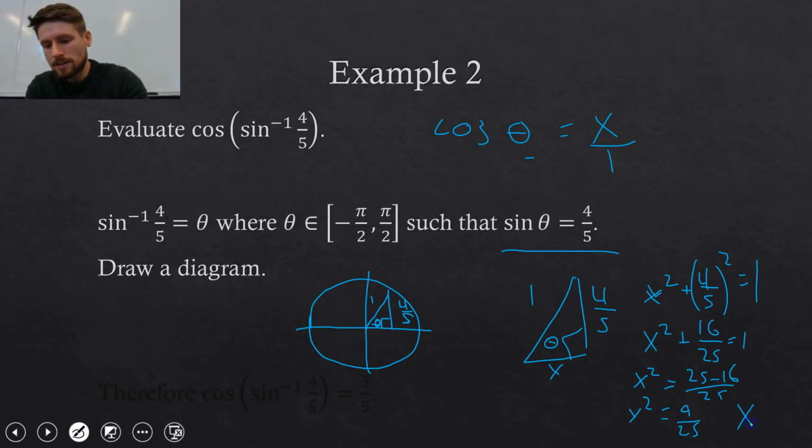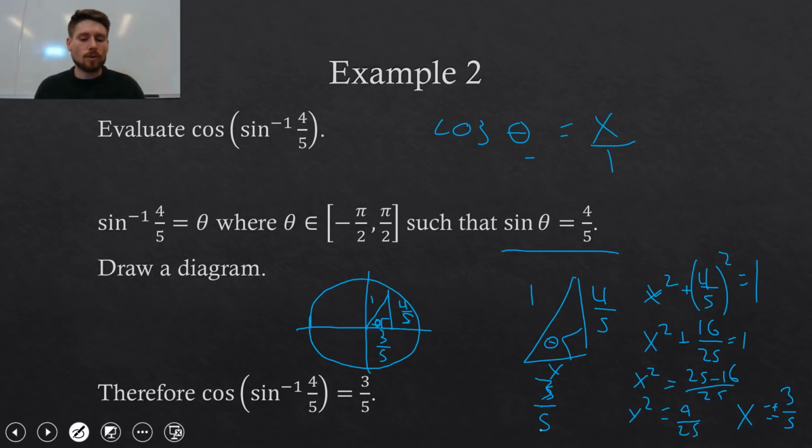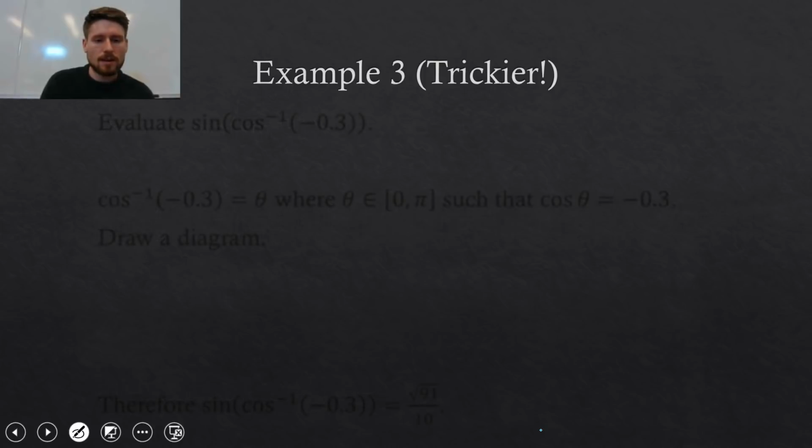And so then x equals plus or minus 3/5. And we know it's positive 3 over 5 because theta is in quadrant 1. Okay? So therefore the cosine of sine inverse of 4/5 is 3/5. Fantastic. Okay, last example and slightly trickier.